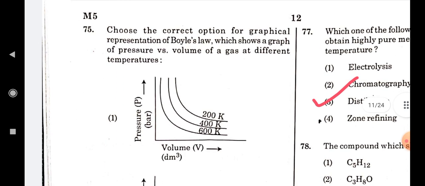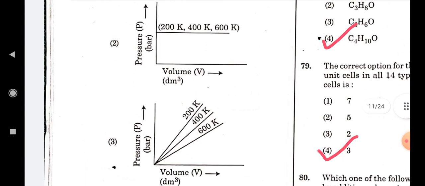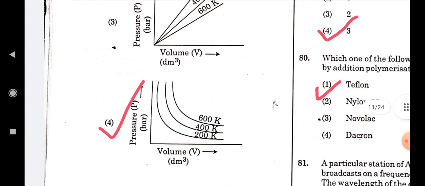Next we have, choose the correct option from the graphical representation of Boyle's law. Now there are a few graphical representations given. So out of these you can see this will be the correct answer, because as we know that as the temperature increases, the pressure and the volume both tend to increase for a gas. That is why it will be the correct option number 4.